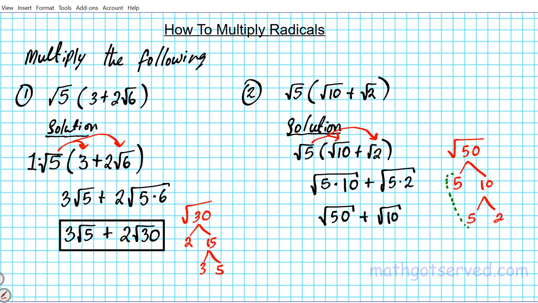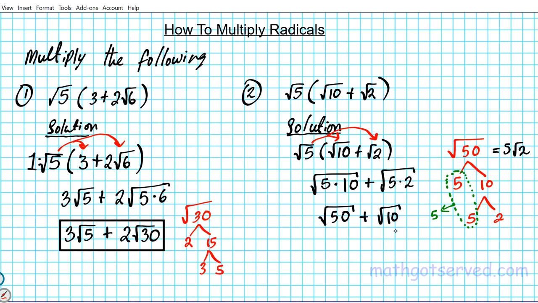What is the square root of 5 times 5? The square root of 5 times 5 is 5, so this product comes out of the radical as 5. Okay? All right, so our simplified form for root 50 is going to be 5 root 2.